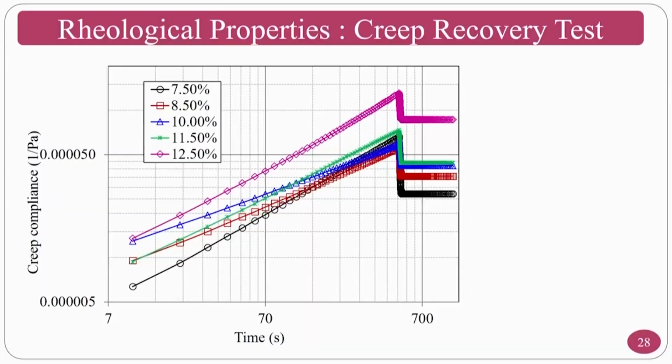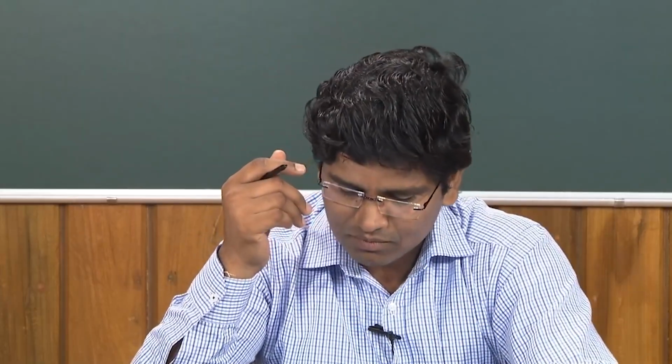Okay. So, in this one, this is the creep recovery test. What is happening is, you put a certain shear stress, then you hold for some time, and you observe the creep compliance. Okay. Compliance is nothing but the inverse of your modulus. That means stress by strain is modulus. If you reverse it, strain by stress is nothing but your compliance.